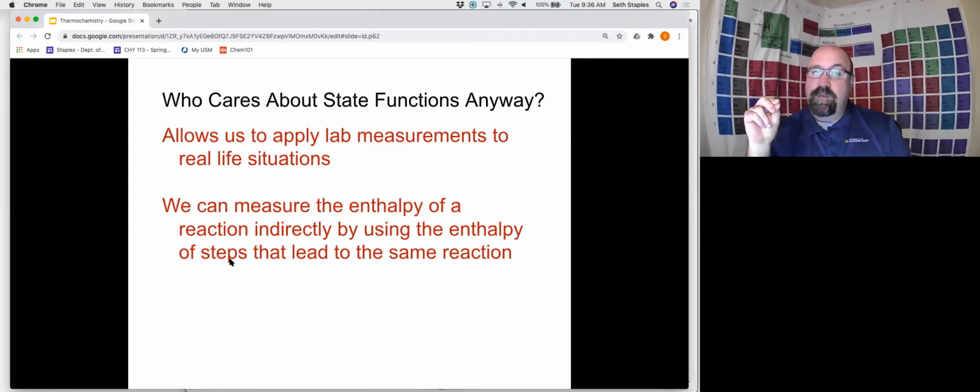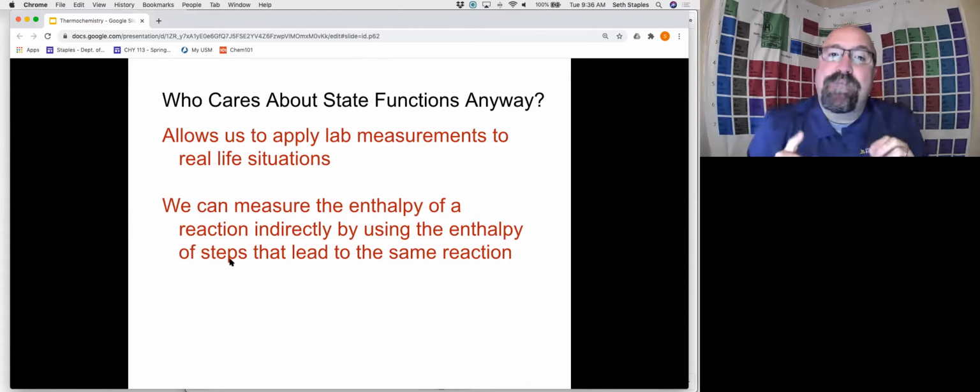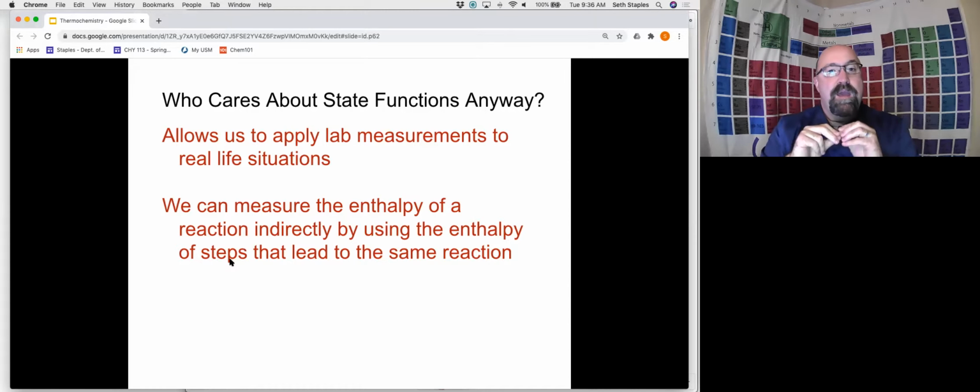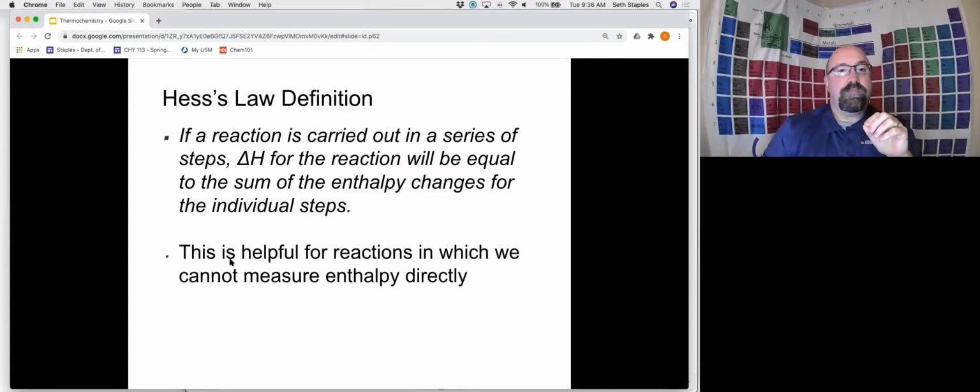from A to B. And so we can measure the enthalpy of a reaction indirectly by using the enthalpy of the steps that lead us to that same reaction. That is the very essence of what we call Hess's law. Hess's law states that if a reaction is carried out in a series of steps, delta H for that reaction will be equal to the sum of the enthalpy changes of the individual steps. And again, this is incredibly useful for reactions in which we cannot measure the enthalpy directly.